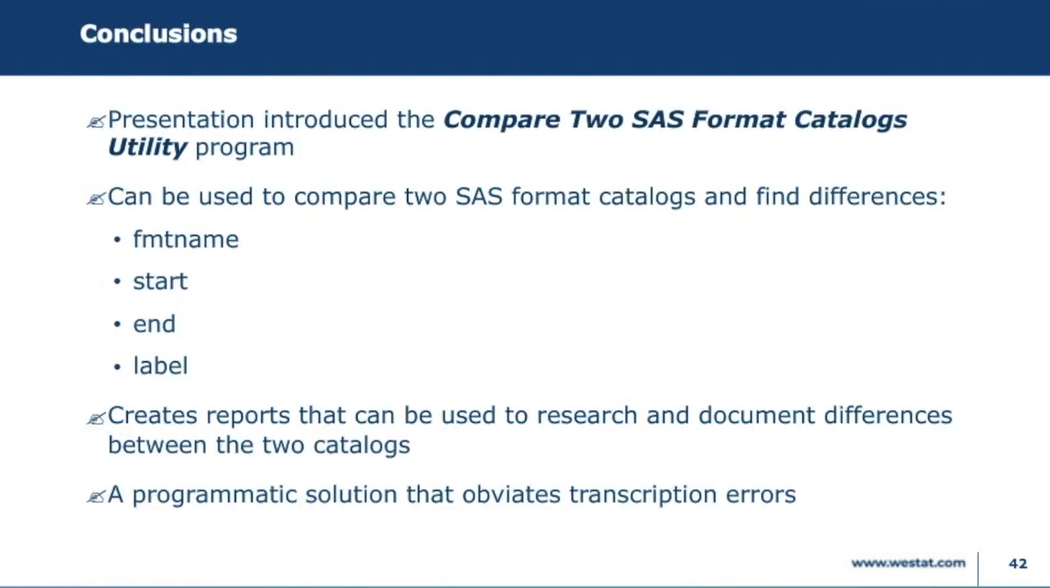So, in this presentation, I introduced the Compare SAS Format Catalogs utility program. And this can be used to compare two SAS format catalogs and find differences between format name, start, end, and label. And we create reports that you can use to research and document the differences between the two catalogs. This is a programmatic solution that's way, way, way better than the previous solutions that we had, which were just simply printing them out, two different copies, putting them on our desk, and looking at them side by side to determine whether or not we had differences. So definitely a better way to go.